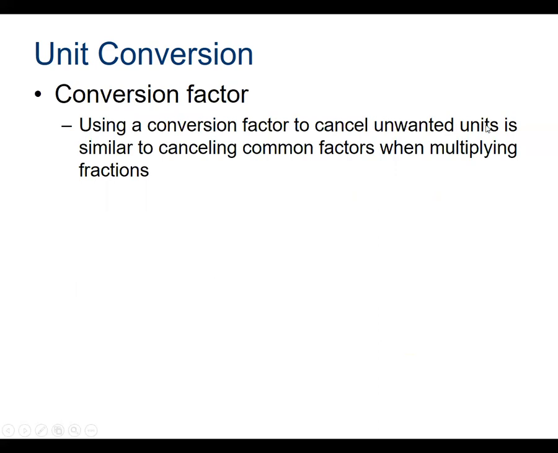Canceling out unwanted units is similar to canceling out common factors when multiplying fractions. We talked about this again in our previous unit. So here we are. If we were talking about fractions, we got 5 over 7 times 7 over 3. When we multiply them, 5 times 7 is 35, 7 times 3 is 21. Now, that's not reduced. 35 over 21 is not reduced.